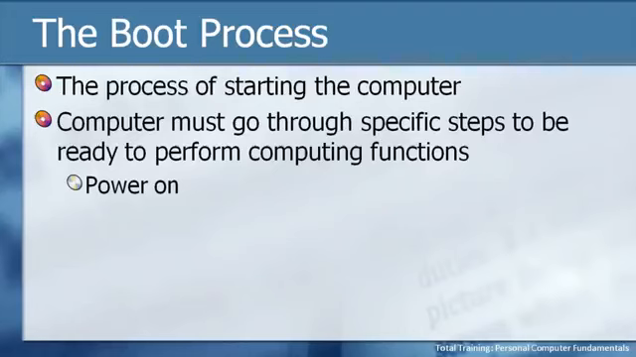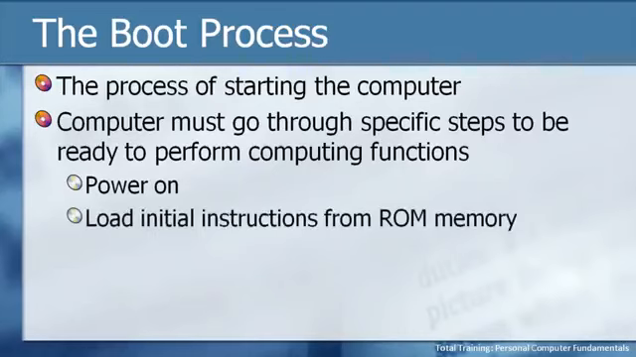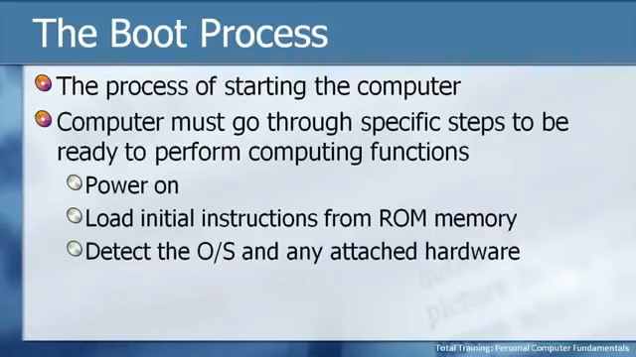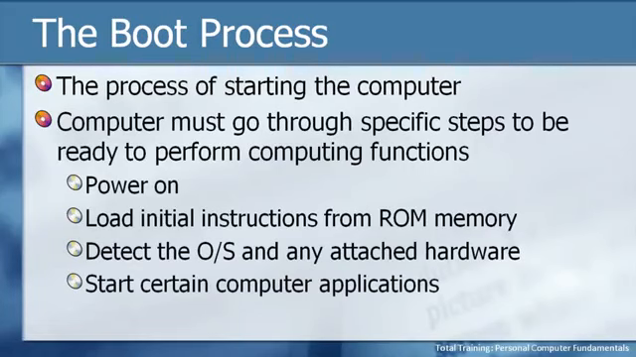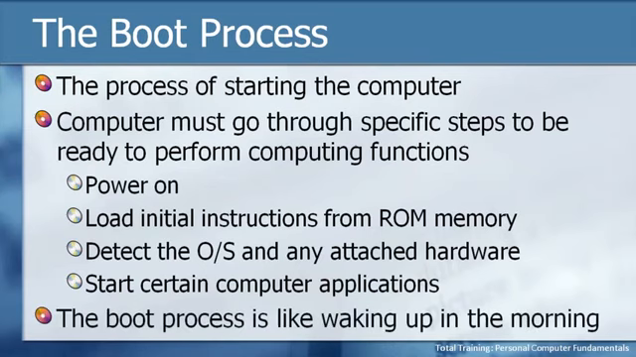When you power on the computer, this process starts. The computer will load initial instructions from the ROM memory, detect the operating system and any attached hardware, start certain computer applications that it needs in order to get ready to work, and then you're all ready to go. Now this, of course, is a simplified explanation of what goes on. It can be very, very detailed, but for our purposes, we can narrow it down to these four things: powering it on, loading initial instructions from ROM, detecting the operating system and hardware, and then starting certain computer applications.